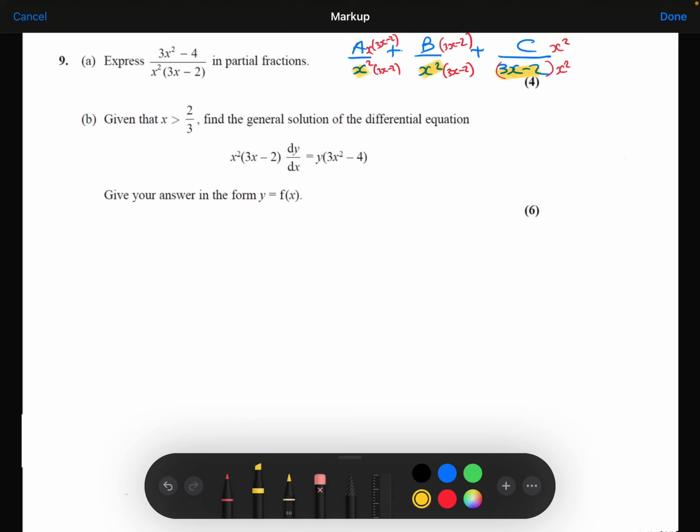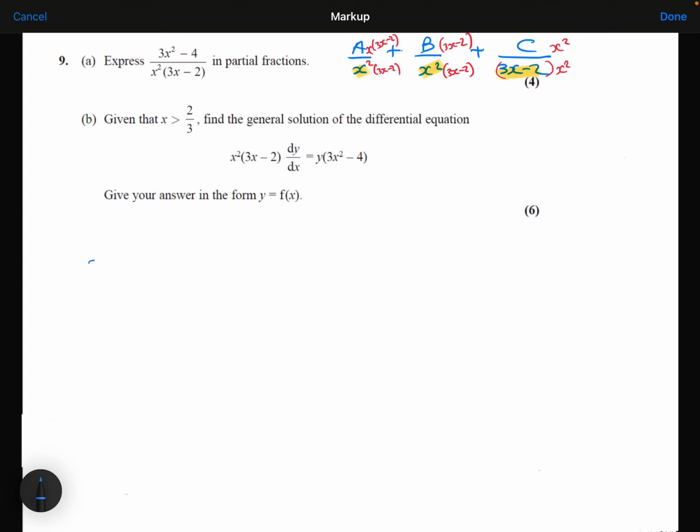Right, that will give me my common denominator. Now I have got the same denominator on each of these fractions, which means that my numerator here would have to equal the numerator here. So down here I'm going to rewrite 3x squared minus 4 equals Ax times (3x minus 2) plus B times (3x minus 2) plus Cx squared.